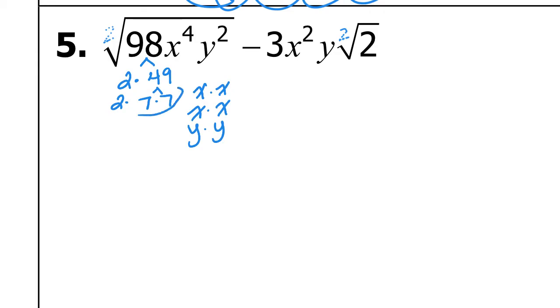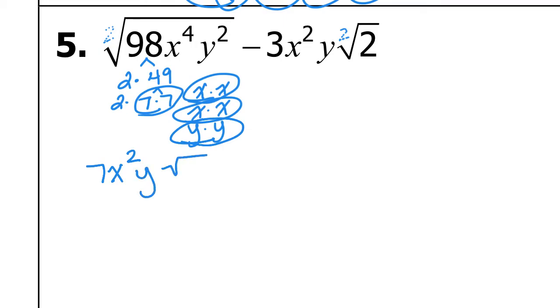Since I'm looking for twins, I have a group of 7's, a group of x, another group of x, and a group of y. So when I simplify this down, it simplifies to 7x squared y times the square root of 2, because I took 2 groups of x's out, and the 2 got left behind. I'm going to do the same thing to my second term. Now if I look inside, my radicand is already 2, which means that I can't simplify this any farther. So I'm going to bring the whole thing down: 3x squared y square root of 2.